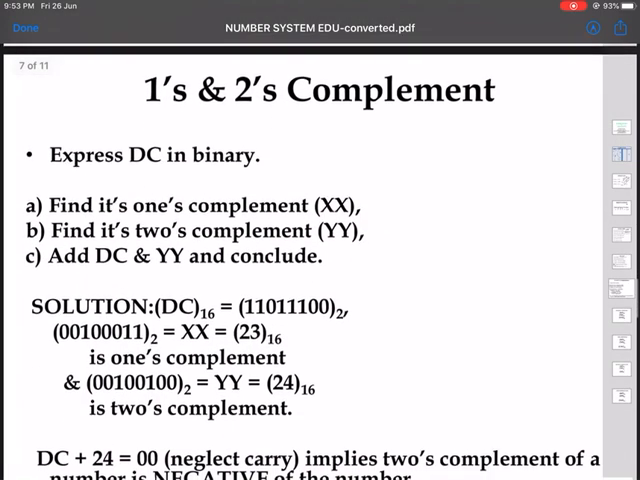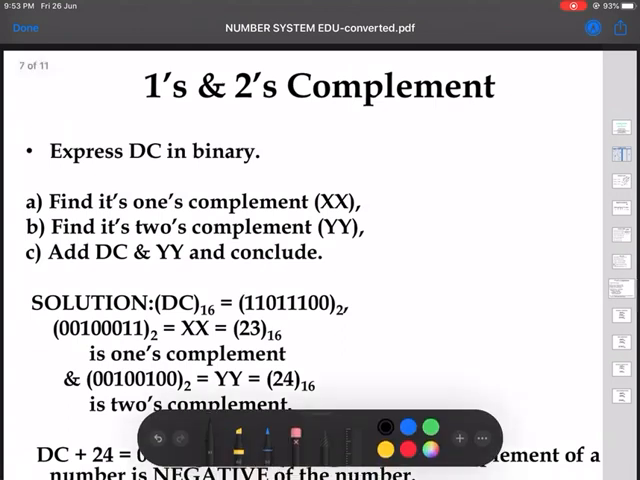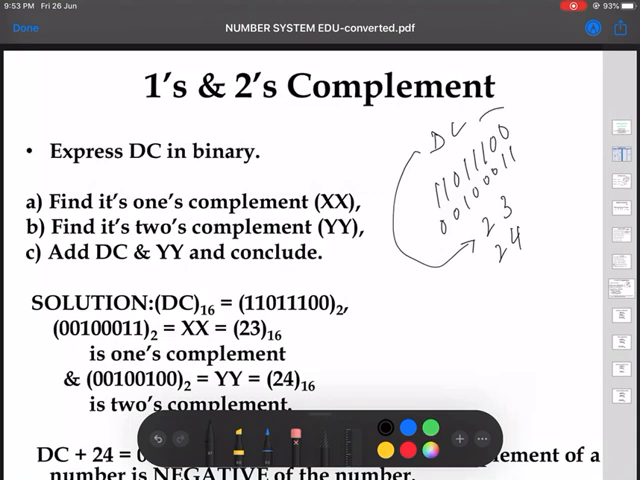Now this is something very interesting. If we have to find one's complement of a number, I am taking an arbitrary number DC. If you write the binary form of DC, it is 1, 1, 0, 1, 1, 1, 0, 0. If I make all the zeros into ones and the ones into zeros, I get nothing but 0, 0, 1, 0, 0, 0, 1, 1. This is nothing but 23. If I add 1 to this, I get 24. My original number was DC. This is the 1's complement and this is the 2's complement of DC.